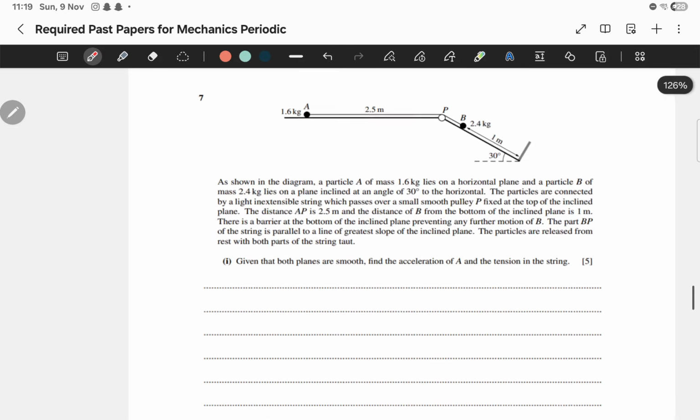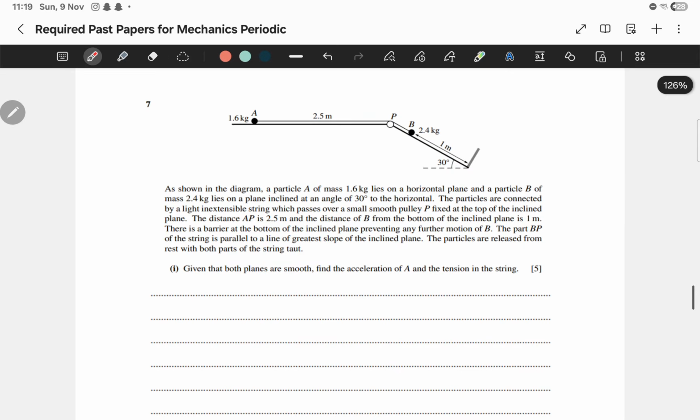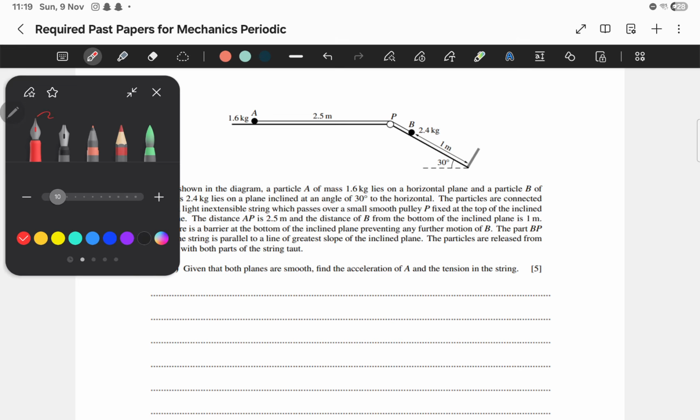As shown in the diagram, a particle A of mass, blah blah blah. Oh, I hate this question. It's not nice at all. I hate it with a passion. It's the most annoying question. And if you understand this, you've understood the entire mechanics periodic. Literally, it's fine, but I'm not in the mood.